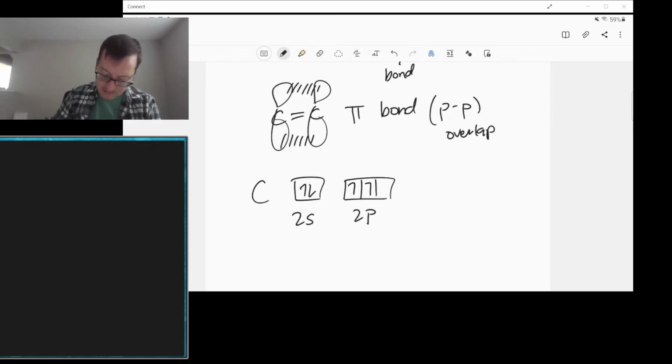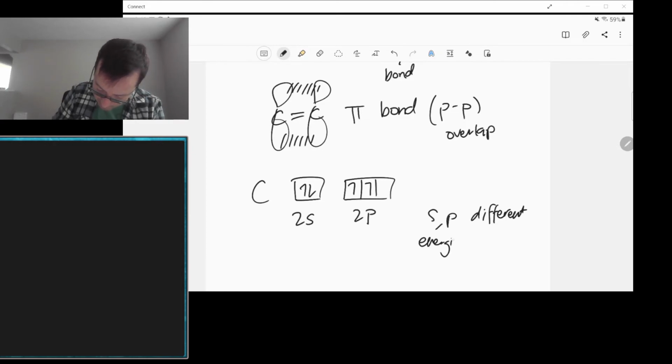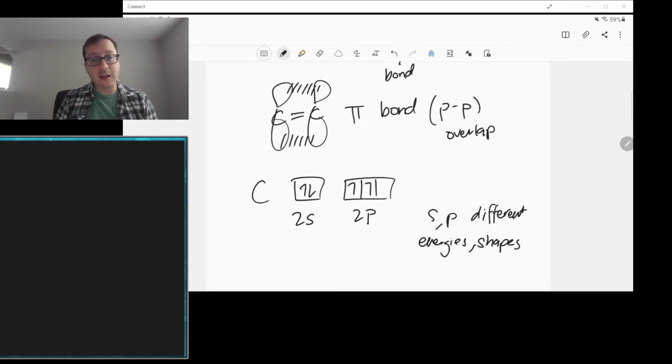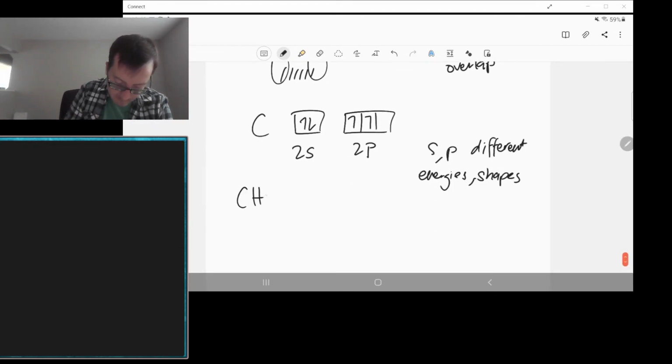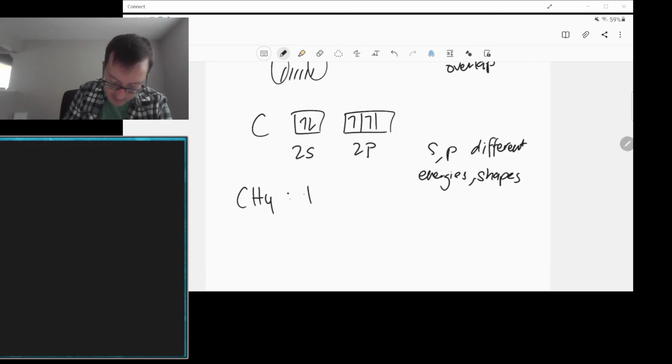But s and p are different energies. And they're different shapes, right? There are different energies and different shapes. These are mathematical models, right? They're probability distributions. And because they are different energies and different shapes, we would expect CH4 to have two different types of bonds.